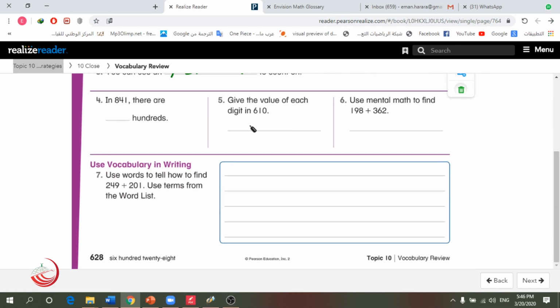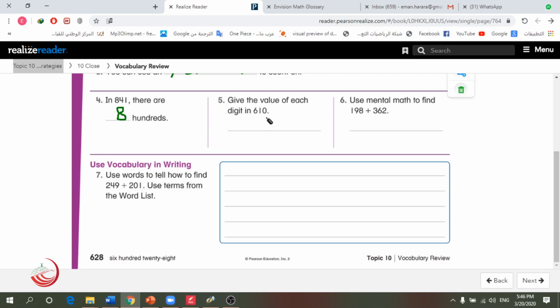Now let's see. In 841 there are hundreds. How many hundreds do I have? Where are the hundreds? Do you remember the song? Hundreds, tens and ones. Hundreds, tens and ones. So how many hundreds do I have here in 841? 800. Excellent, excellent.